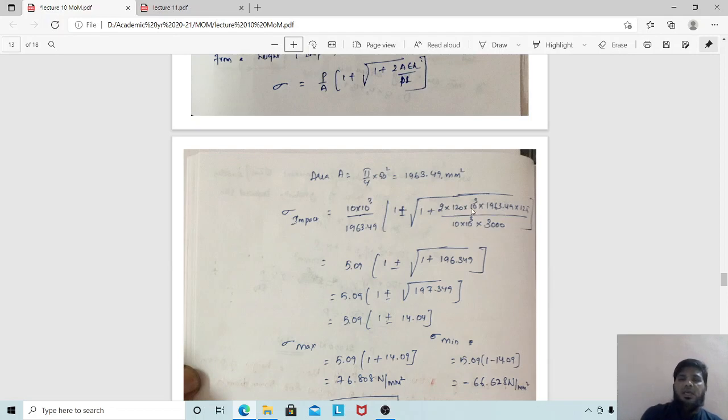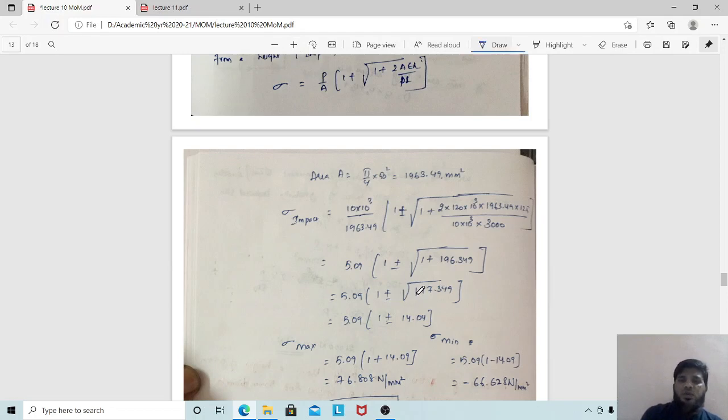Next, E is given, 120 gigapascal, 120 into 10 to the power of 3. Height is there, 12.5 divided by PL. This is my load, 10 into 10 to the power of 3. This is my length. So I have tried to solve all these values first in your calculator, so you will get a value like this. So add these two values, you are going to get now 197.349.